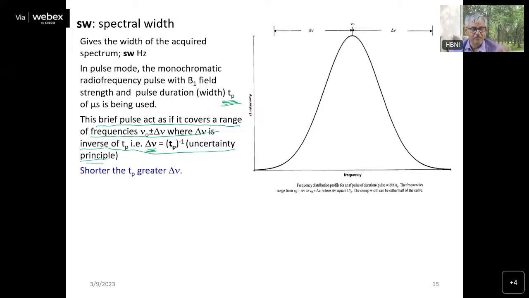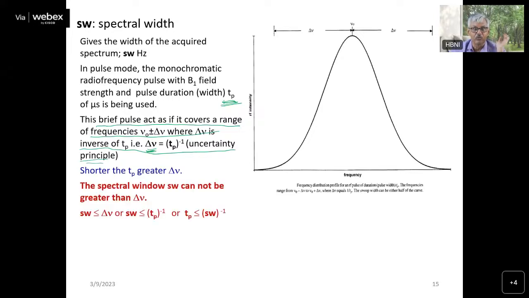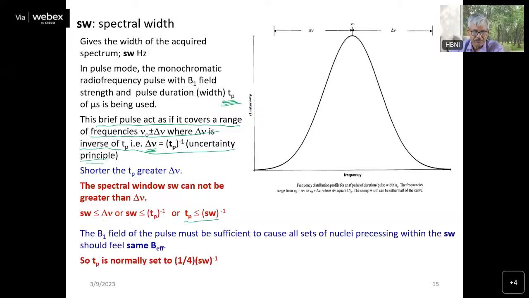If the pulse is very short, that is the inverse relationship, so you will have a greater delta nu. The spectral window SW cannot be greater than delta nu. Whatever you get due to the uncertainty cannot be more than that. So the spectral window must be less than or equal to delta nu, or less than or equal to 1 by pulse duration, or the pulse duration should be less than or equal to 1 by spectral window. This is a very important thing you have to remember.